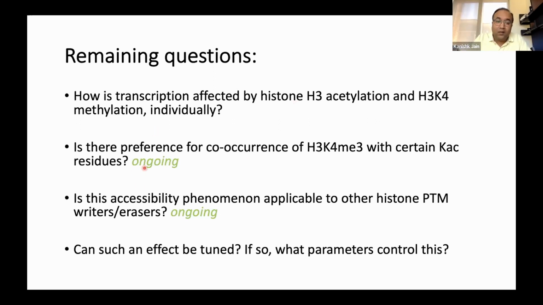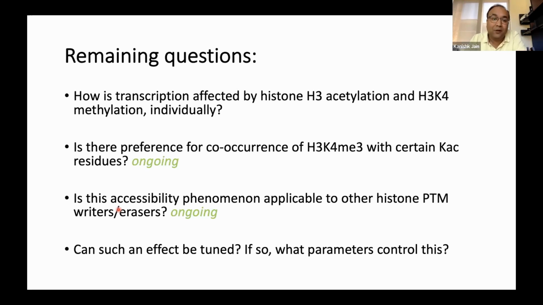So that's ongoing, and I can show you some data on that if there's time or if someone has a question about it. And also, what about other writers and erasers? What about other methyltransferases? What about other demethylases? What about other phosphorylation?